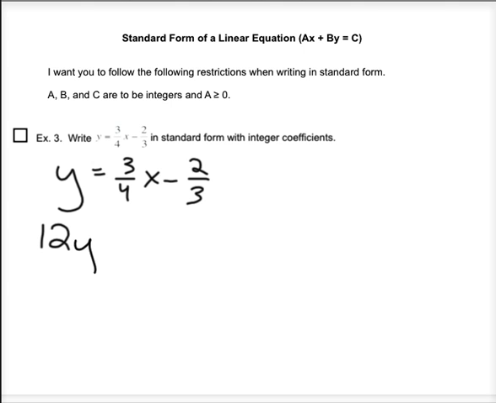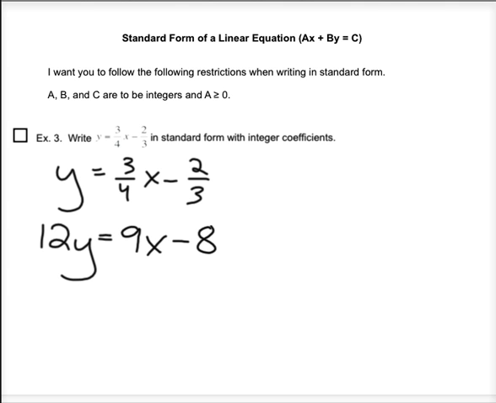So I will get 12y. 3/4 times 12. Now, again, type that into your calculator to make sure that you're doing it right. But when you take 3/4 times 12, you should get 9. 2/3 times 12. When you do that, you should get 8. All right, so we're partway there. We have all of our numbers as integers.